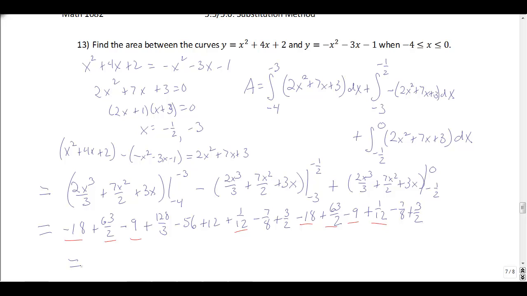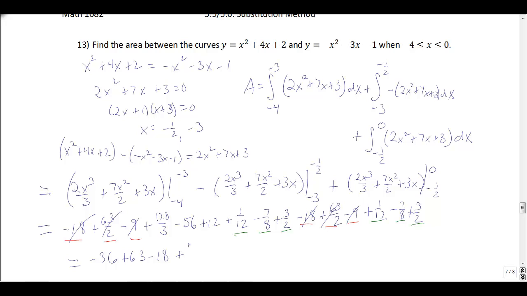So kind of a big mess here. I get certain things doubled up. Maybe we'll underline these ones in green here. So I get that, that, and that, that, and that. So we get the -18 doubles, so that's -36. 63/2 doubles to 63. -9 doubles to, oops, not +18, -18. So I get rid of that.